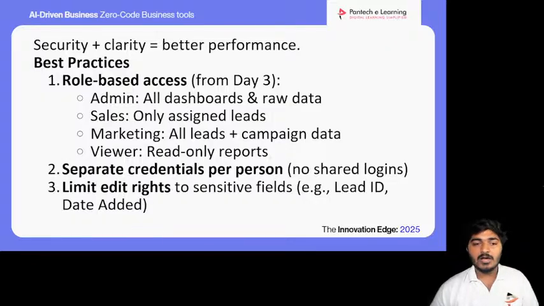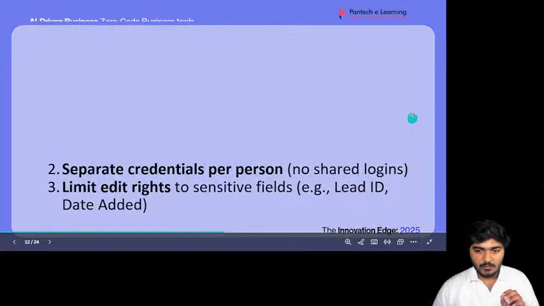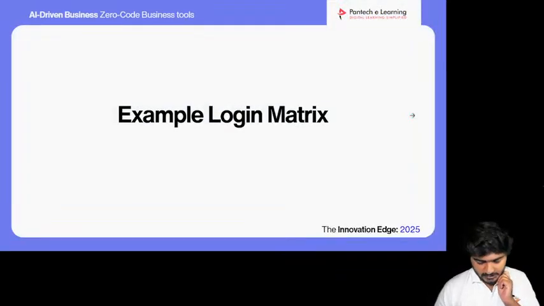The third thing: limit edit rights, so that not everyone can edit everything. A sales person can only edit the sales data, and the admin can edit everything. Based on the use cases, we limit their power regarding editing. Limit edit rights to sensitive fields, for example lead ID and date added. That's what we have to do based on performance and the user logins.